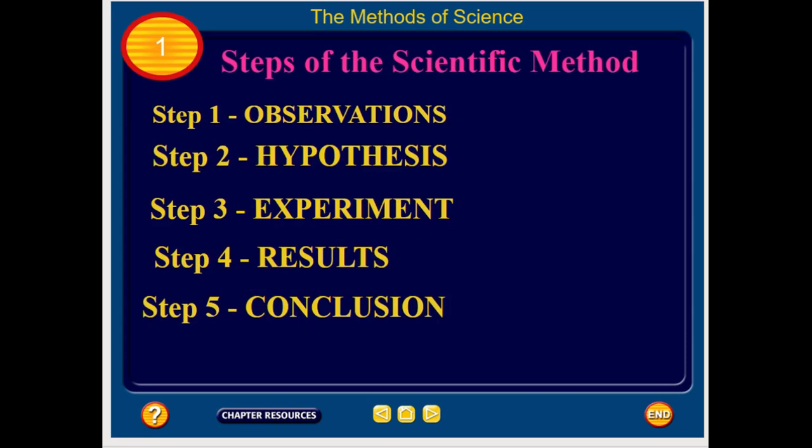Steps of the scientific method. Step 1, observations. Step 2, hypothesis. Step 3, experiment. Step 4, results. Step 5, conclusion.